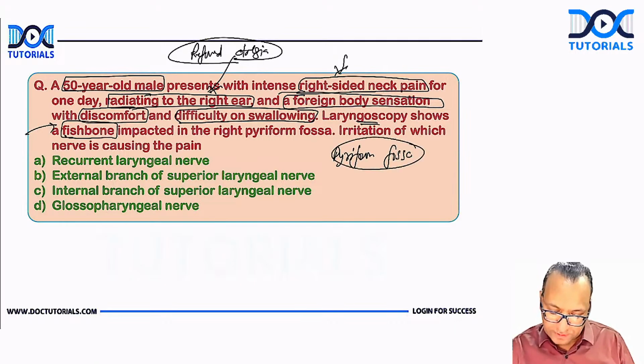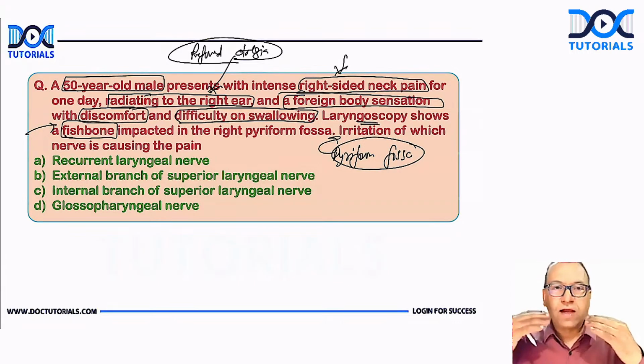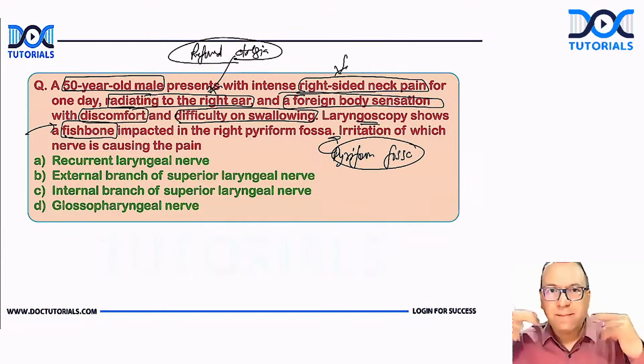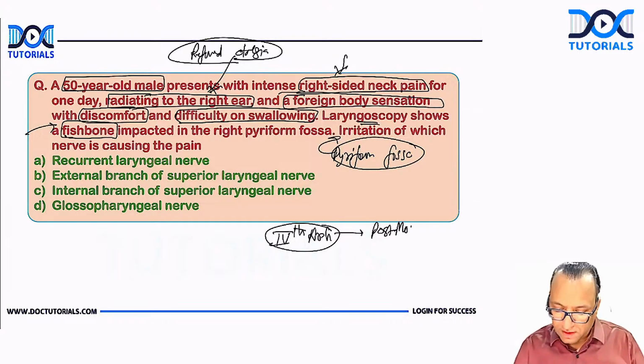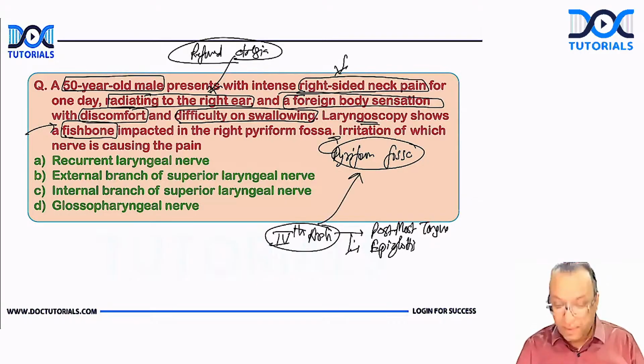And irritation of which nerve? Which nerve supplies the piriform fossa? You know, the posterior-most tongue, epiglottis, and piriform fossa have the same nerve, because they belong to the fourth arch. So in the fourth arch, some things are developing. The posterior-most tongue develops in the fourth arch. The epiglottis develops in the fourth arch. Even the area of the piriform fossa is supplied by the nerve of the fourth arch.